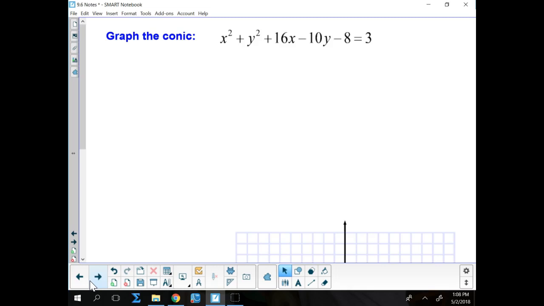With that being said, these problems take up space. They're gonna take space, so you need to let them breathe. You need to let them have the space that they need. So before we get going, we should probably decide what kind of a conic it is. What kind of a conic is this?